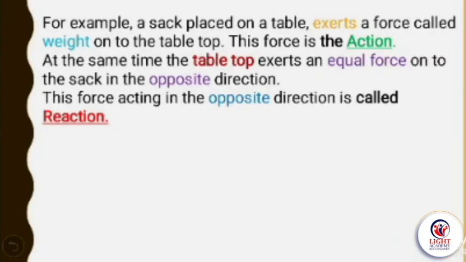This sack exerts a force called the weight on the tabletop, and that is the action force. Remember, we said the law states that for every action there is an equal and opposite reaction. At the same time, the tabletop exerts an equal force onto the sack, but in the opposite direction. And this force is what we call the reaction force.